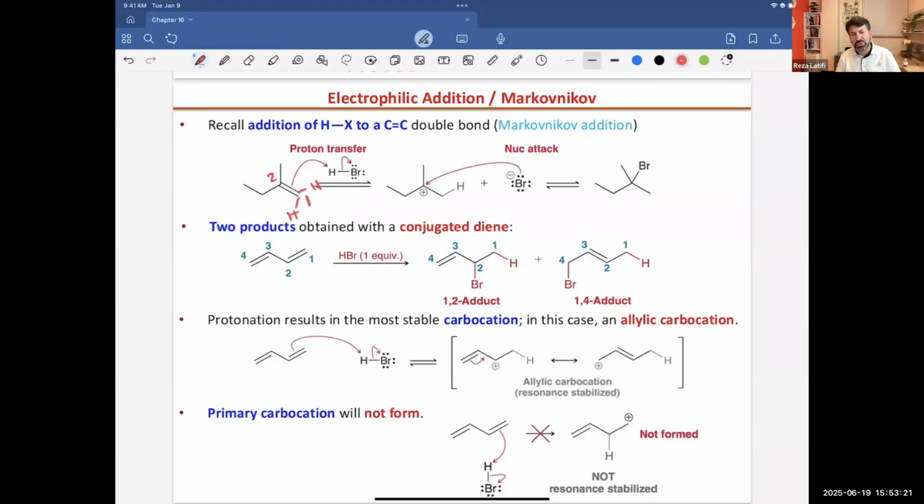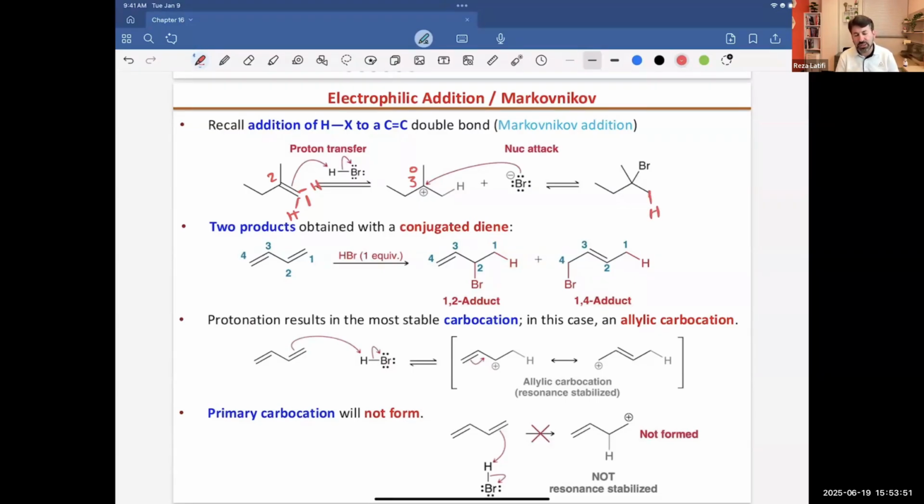Now, based on Markovnikov's rule, whenever we are adding H to the double bond, we will try to generate the most stable carbocation. The most stable carbocation, in this case, will be tertiary. And because it's tertiary, it will be really stable. The reaction is going to go through an SN1 mechanism, and it will give us the final product with the bromide sitting on the tertiary carbon, while hydrogen is sitting on the terminal carbon.